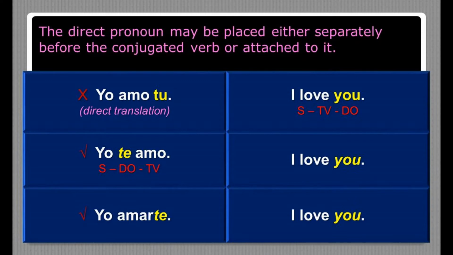Take note that Spanish does not follow the English STVDO, or subject, transitive verb, direct object pattern. In Spanish, the pattern is SDOTV: subject, direct object, conjugated verb. The direct object precedes the conjugated verb. Thus, I love you is not translated yo amo tú. Instead, it is yo te amo. The direct object precedes the conjugated verb amo. Or, the direct object is attached to the infinitive, amarte, yo amarte.